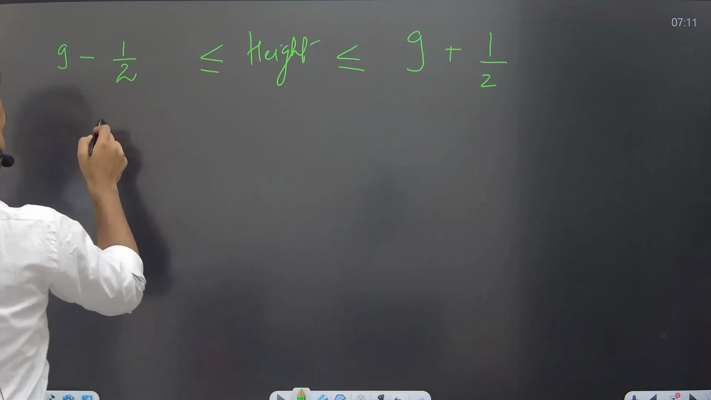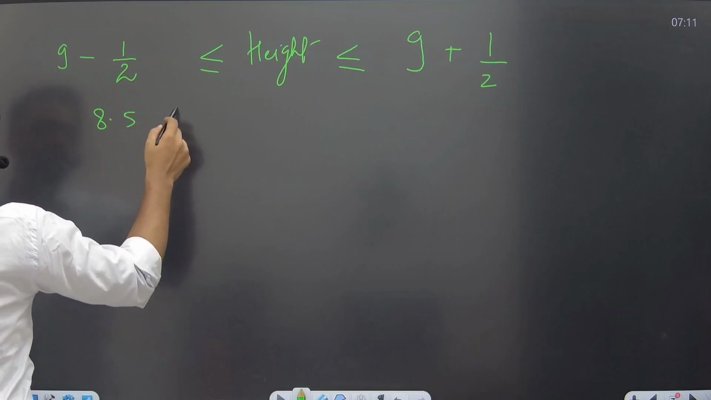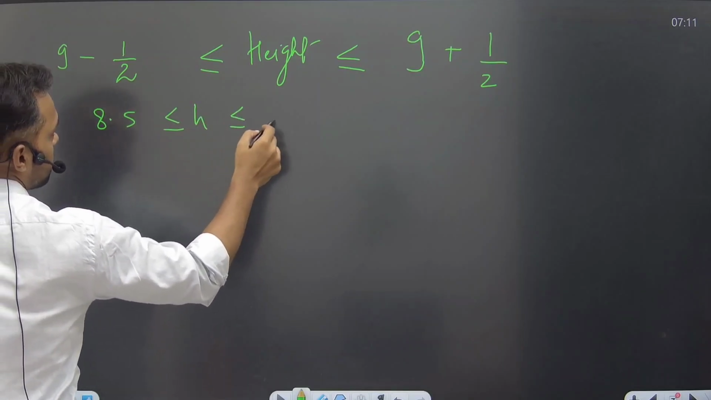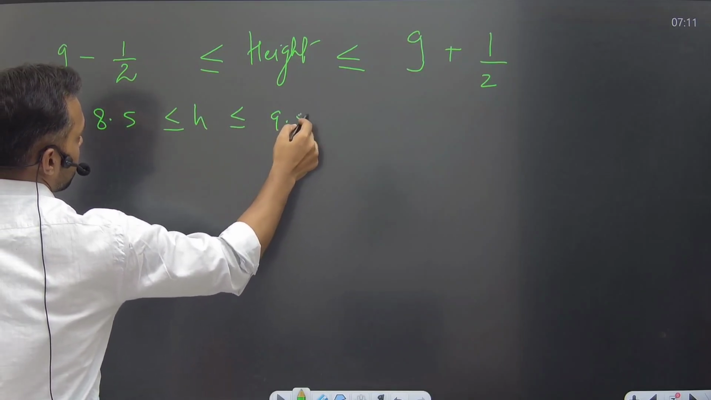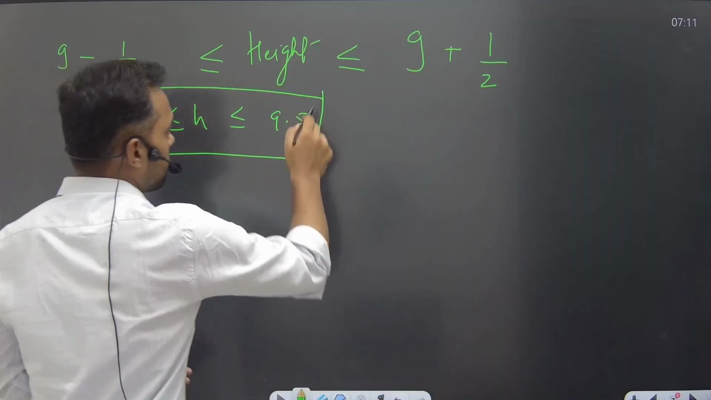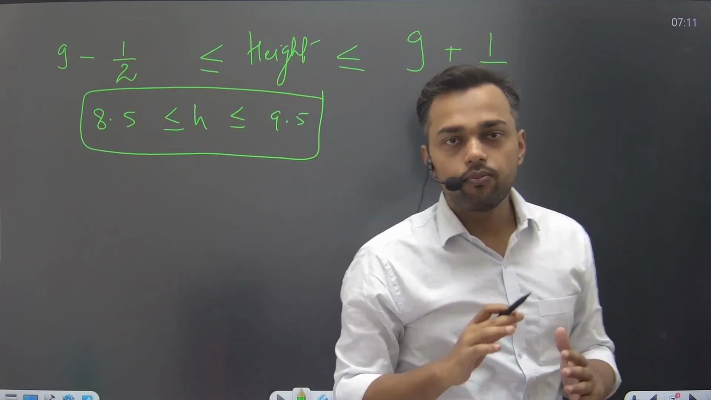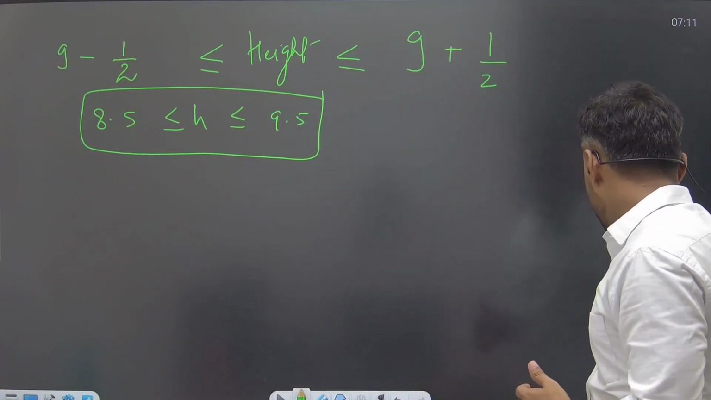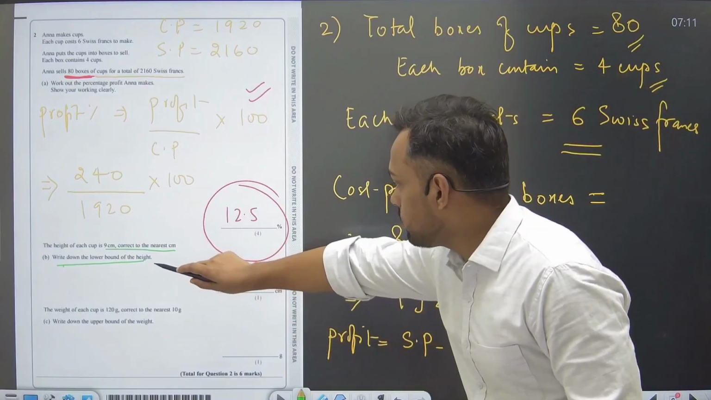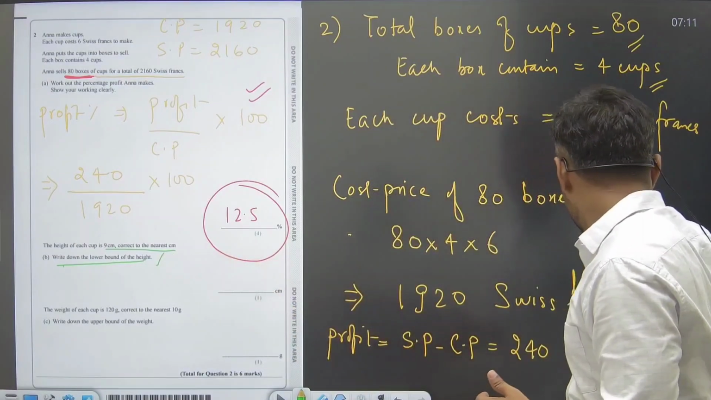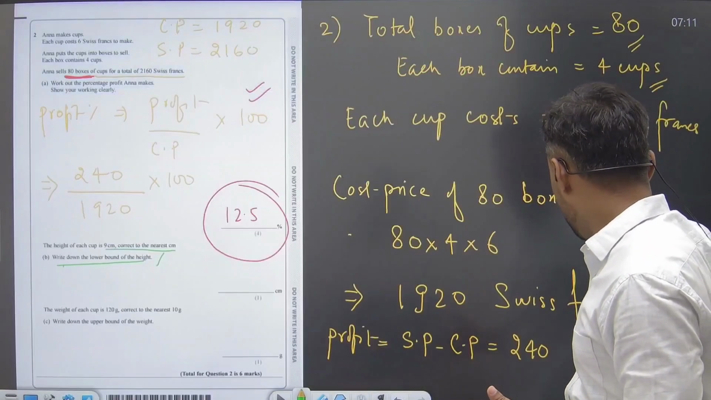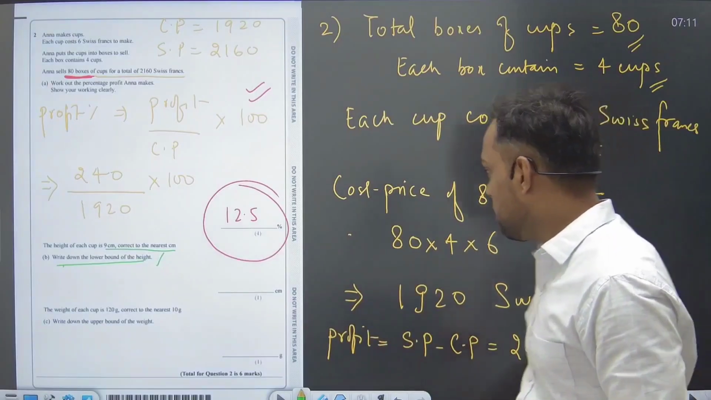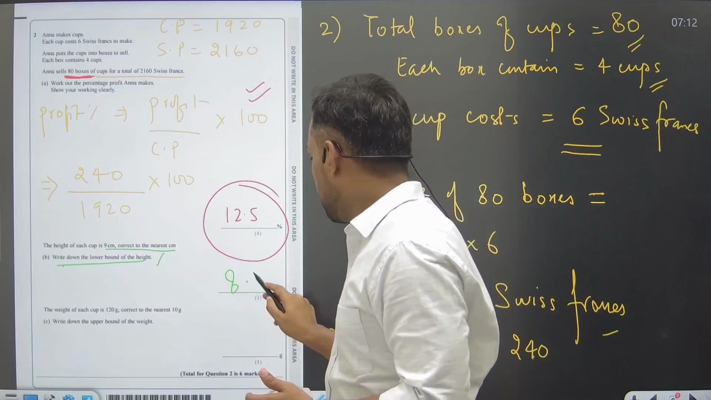So from here you will get this value: 8.5 is less than or equal to height, which is less than 9.5. Okay, so this is the range in which the height of this cup will lie. So write down the lower bound of the height. We have got the lower bound of the height as 8.5. Okay, so this is our 8.5.